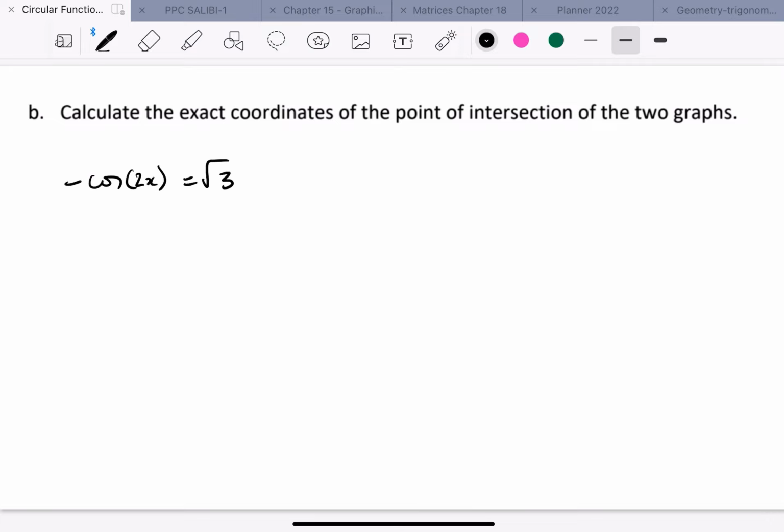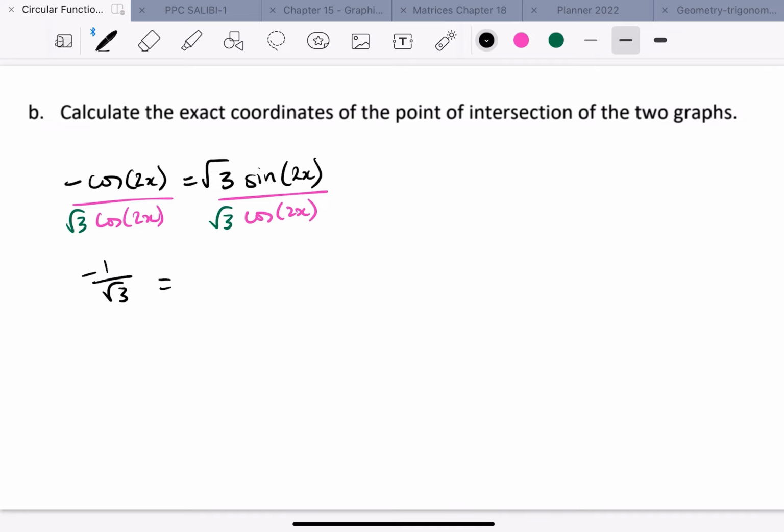So if you have a situation where you have to equate sine and cos, there's only one thing that you would do, and that is divide both sides by cos, because that would cancel out the cos section, and then sine on cos is equal to tan. In addition, I'm just going to divide both sides by root 3, just so that I can get that out of the way. So that becomes negative 1 on root 3 is equal to sine on cos, which is tan 2x.